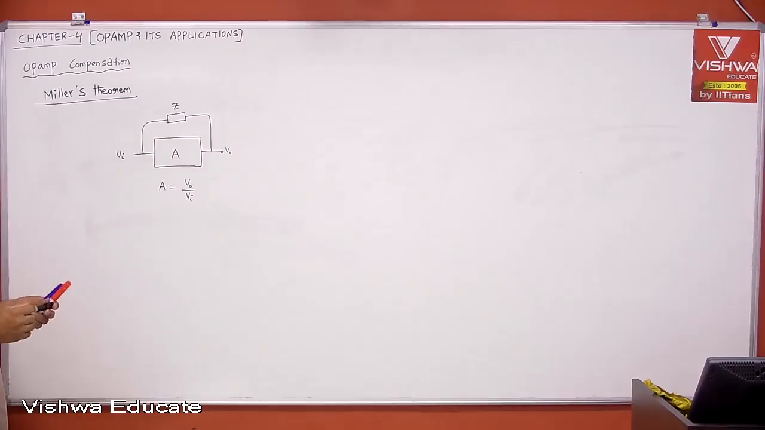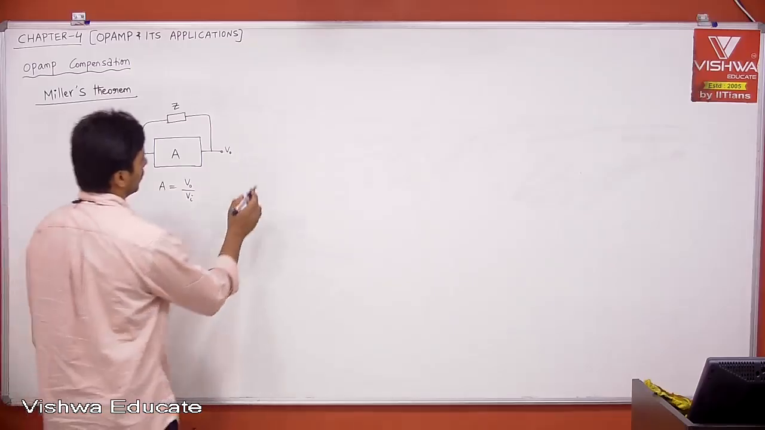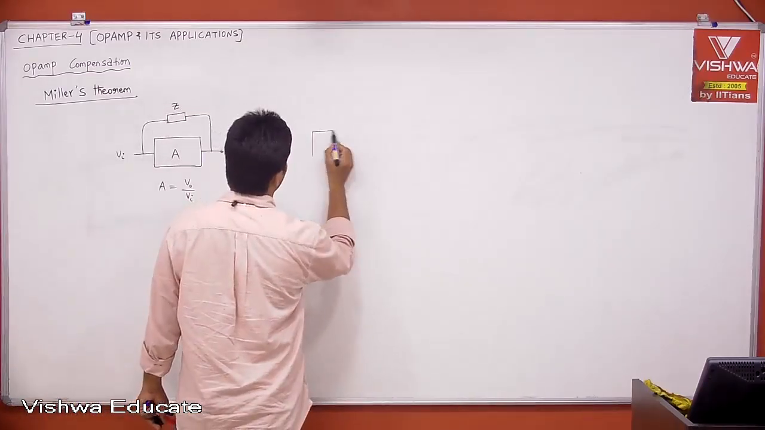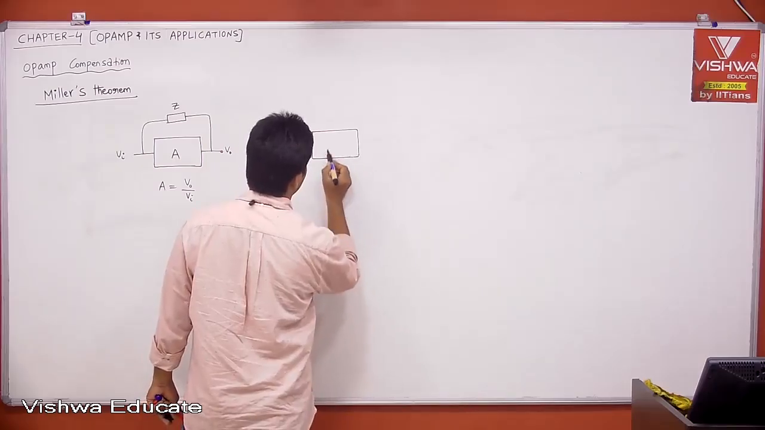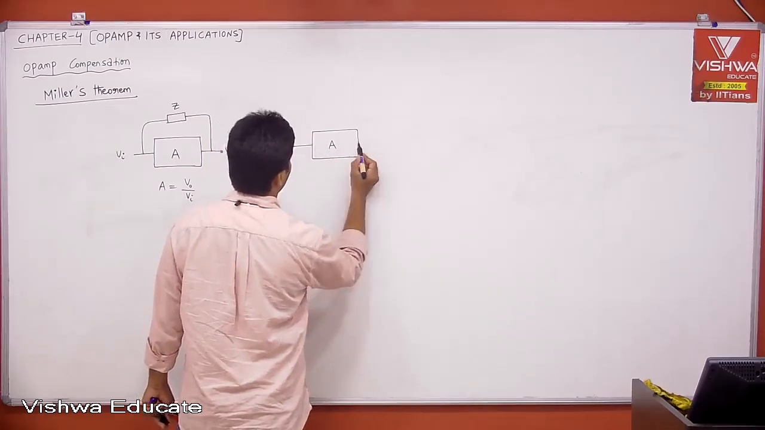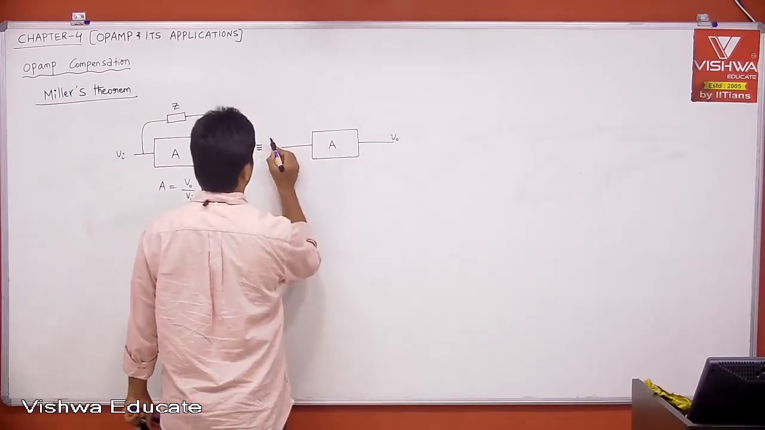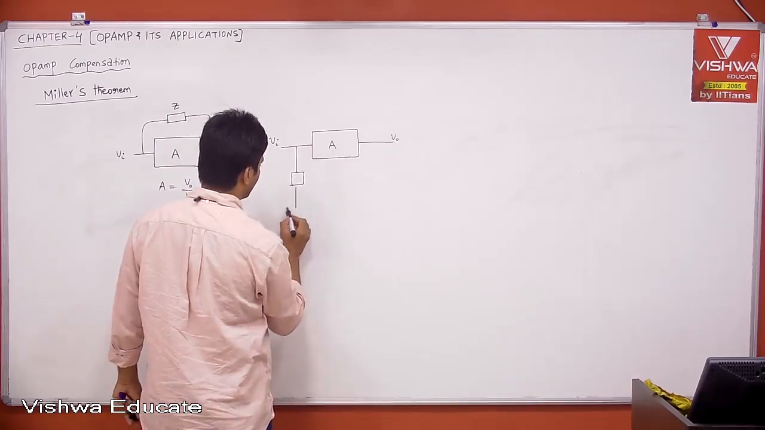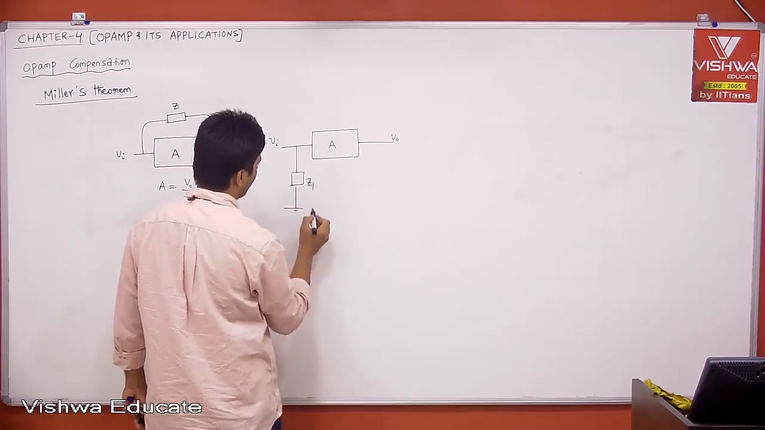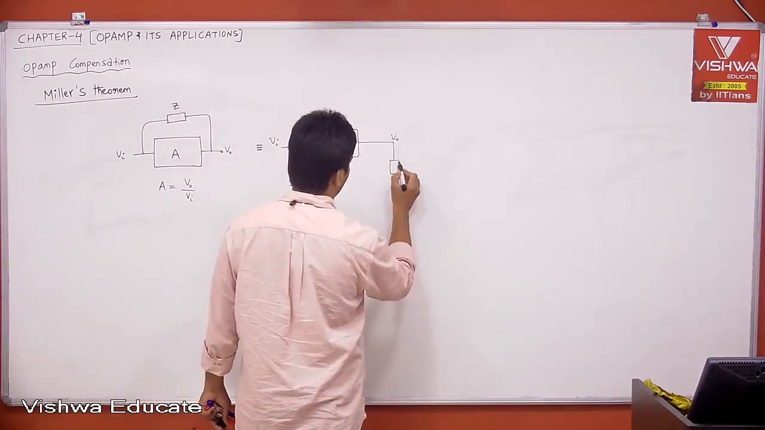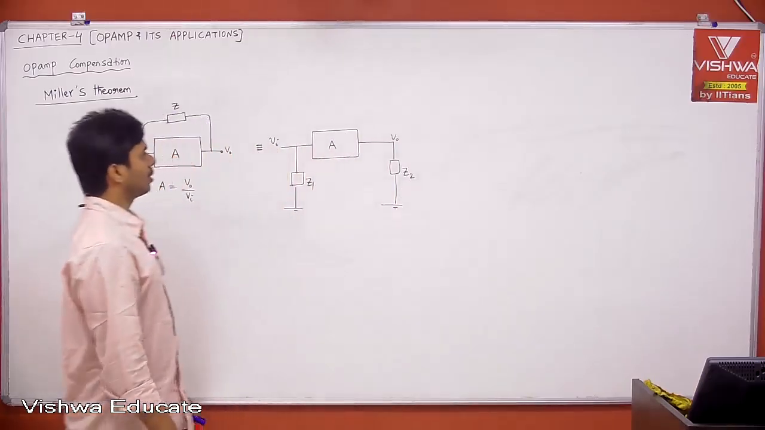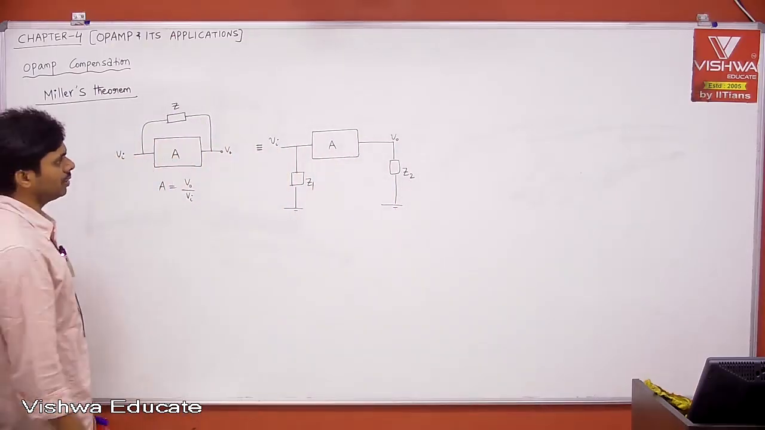Okay? This is our system. Now according to Miller's theorem, we can resolve the feedback impedance between output and input, equivalently only at the input, let me call this Z1, and equivalently only at the output, let me call this Z2. Therefore, equivalently we can represent these two like this.